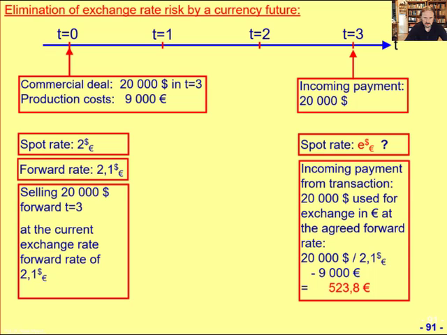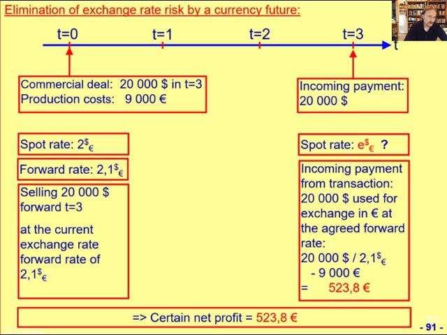This provides a euro payment of 9,523.8 euro, which equals, minus the production cost of 9,000 euro, a net profit of 523.8 euro. So this yields a certain profit also, in this case equal to 523.8 euro. A profit which we can realize in advance for certain without any exchange rate risk.